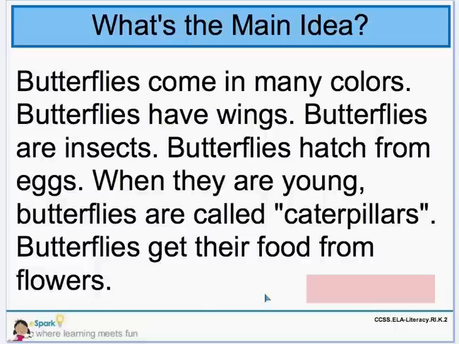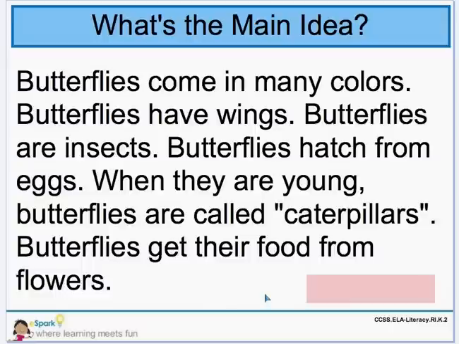Butterflies come in many colors. Butterflies have wings. Butterflies are insects. Butterflies hatch from eggs. When they are young, butterflies are called caterpillars. Butterflies get their food from flowers.